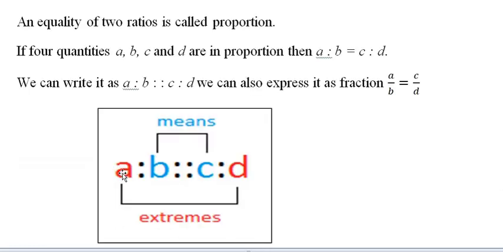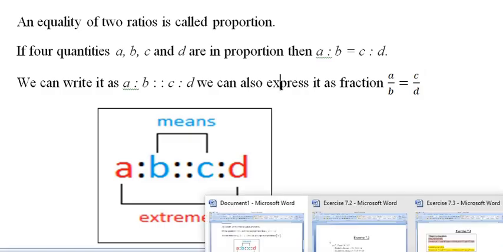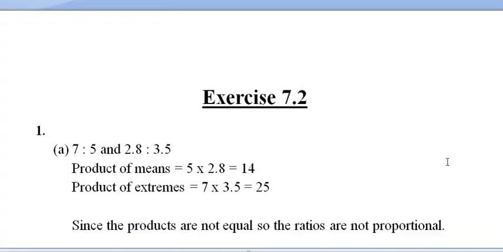Since they are given in a proportion, A is called the first term, B is called the second term, C is called the third term, and D is the fourth term. So it's in serial, ascending order: first, second, third, and fourth. It's very, very simple. The second and third terms are called means, which are lying inside, and the first and fourth terms are called extremes. Okay, so now let us start with exercise 7.2. It's very, very simple.